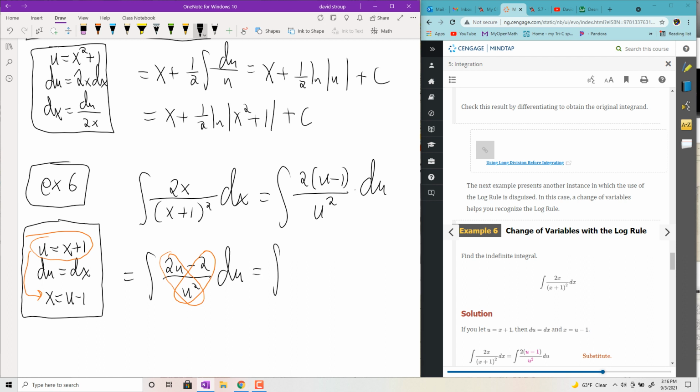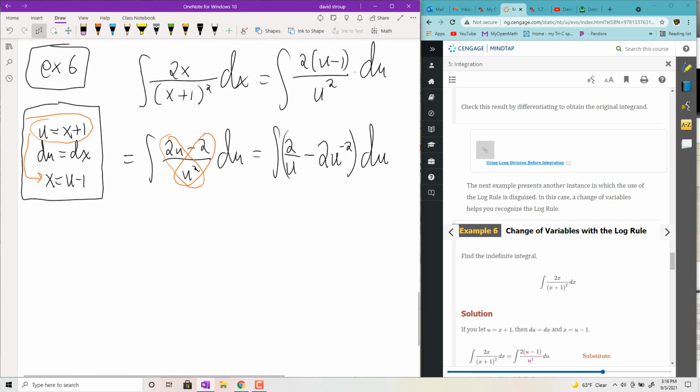So I'd have the integral of 2u over u squared, which is the same as 2 over u. And then minus 2 over u squared, I'm going to rewrite it as 2u to the negative 2. That will make it easier for me to do my power rule on my integral. Okay. So the first integral will be 2 ln u, and then minus 2 times u to the negative 2 plus 1, which is negative 1, and then I'm going to divide by that new exponent, negative 1.